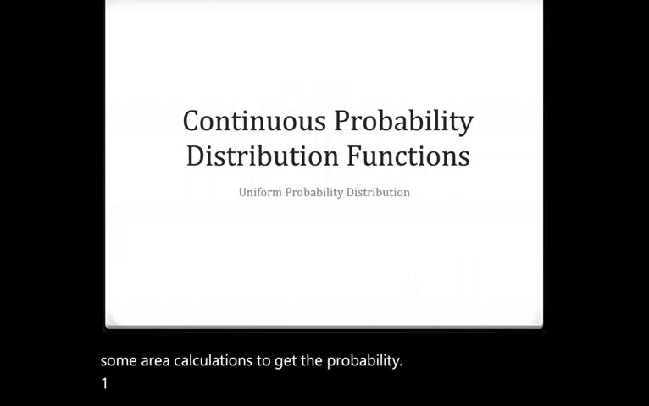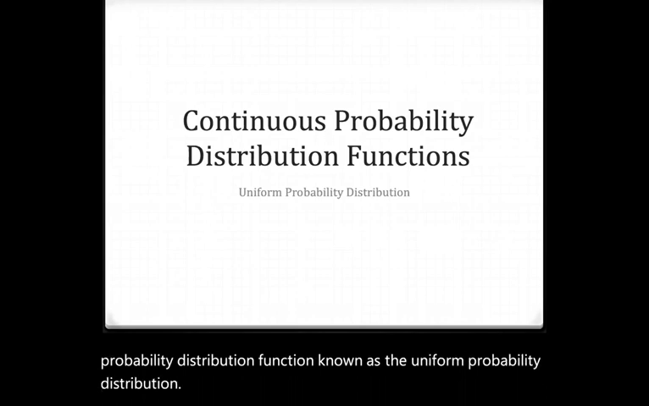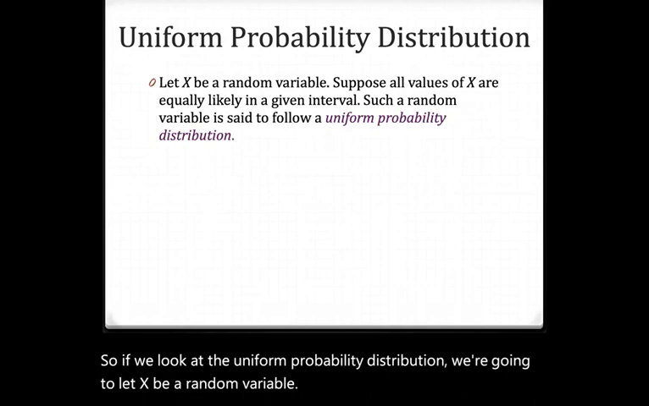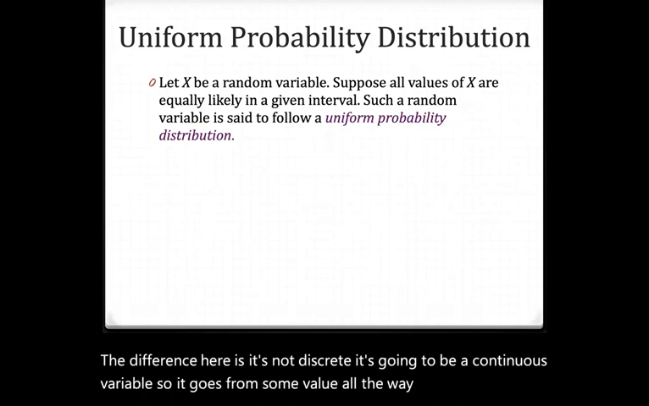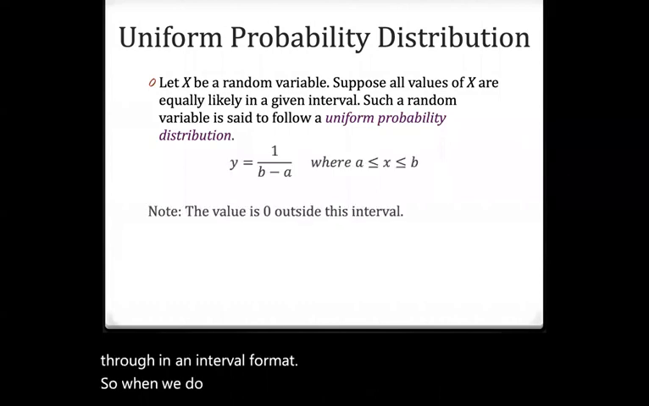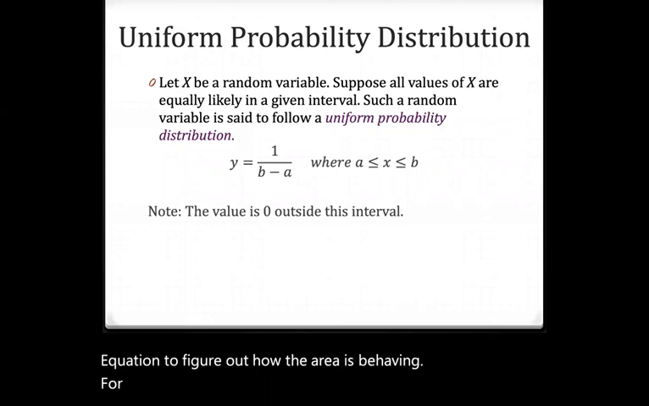One way to look at that is to start with a really easy continuous probability distribution function known as the uniform probability distribution. So let's get into that specific one. So if we look at the uniform probability distribution, we're going to let x be a random variable. The difference here is it's not discrete. It's going to be a continuous variable. So it goes from some value all the way through in an interval format. So when we do that, we have to come up with some kind of equation to figure out how the area is behaving for this distribution.